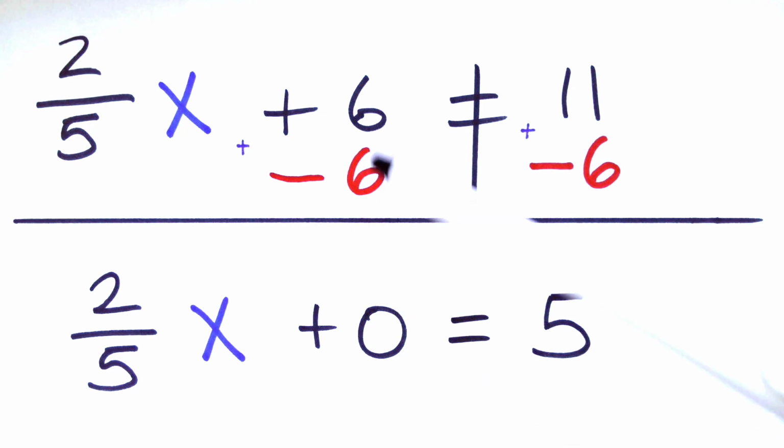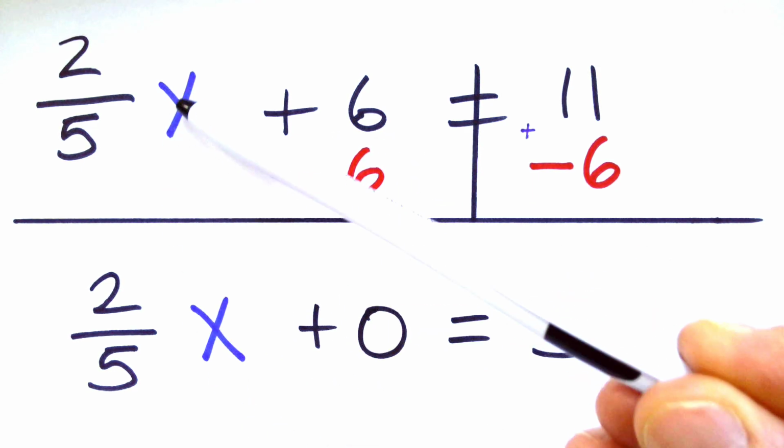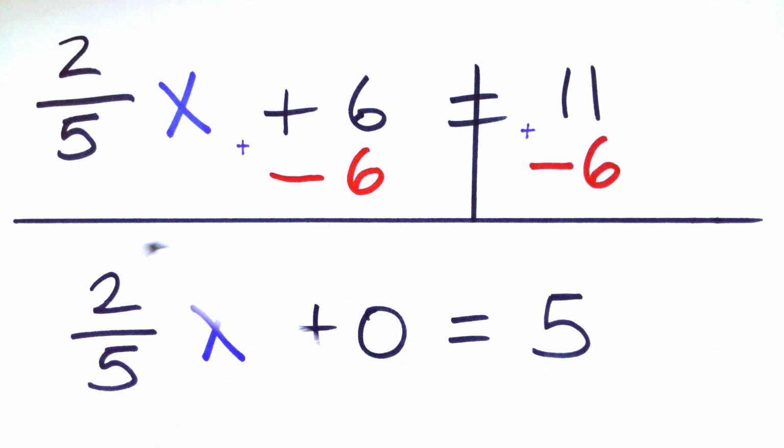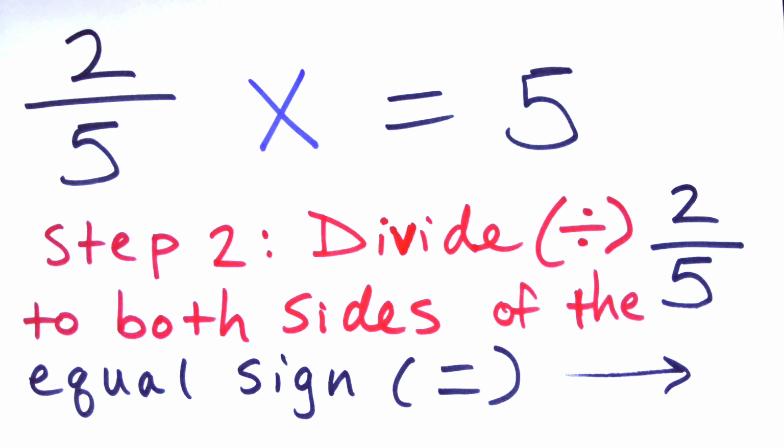I bring down the equal sign. Positive 6 plus a -6 is 0. And then 2/5 times x, you just rewrite it. Now, I'm getting a little bit closer, right? I have only 2/5 attached to x through multiplication. What is the opposite of multiplying 2/5 times x? All right, so the opposite of multiplying, step number 2, is divide. Divide by 2/5 on both sides of the equal sign.